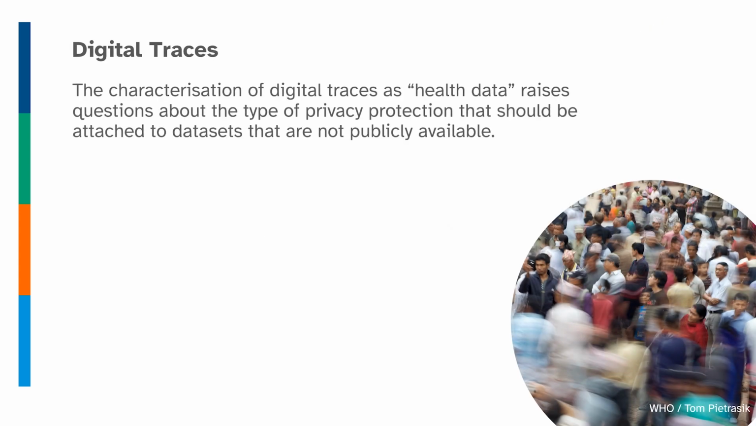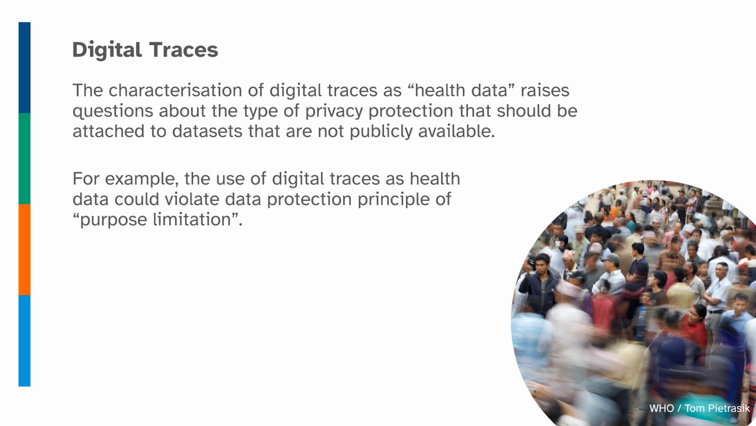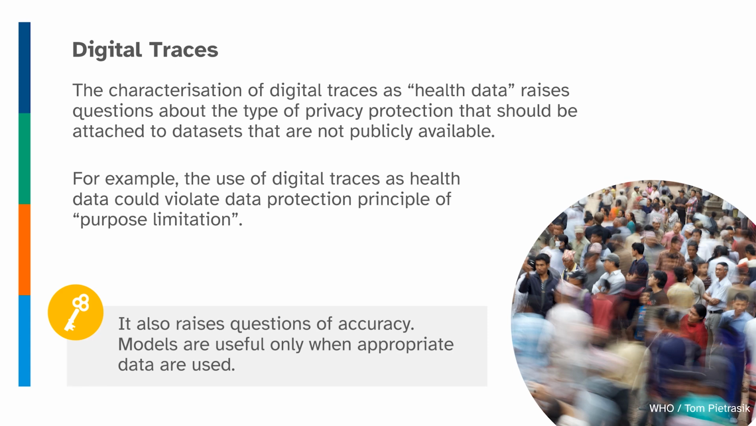The characterization of digital traces as health data raises questions about the type of privacy protection that should be attached to datasets that are not publicly available. For example, the use of digital traces as health data could violate the data protection principle of purpose limitation, that individuals should know what their data will be used for at the point of collection. It also raises questions of accuracy. Models are useful only when appropriate data are used.